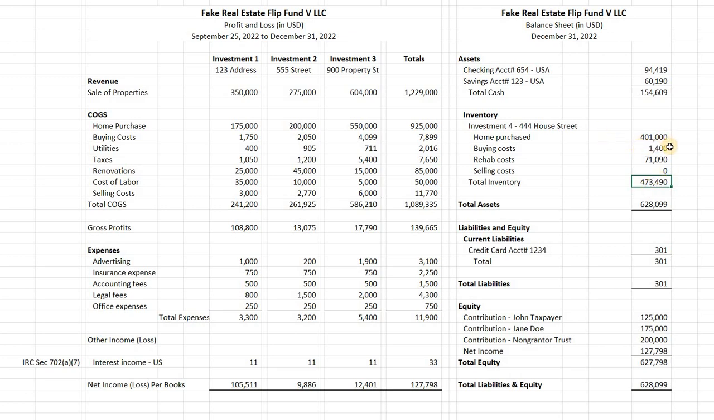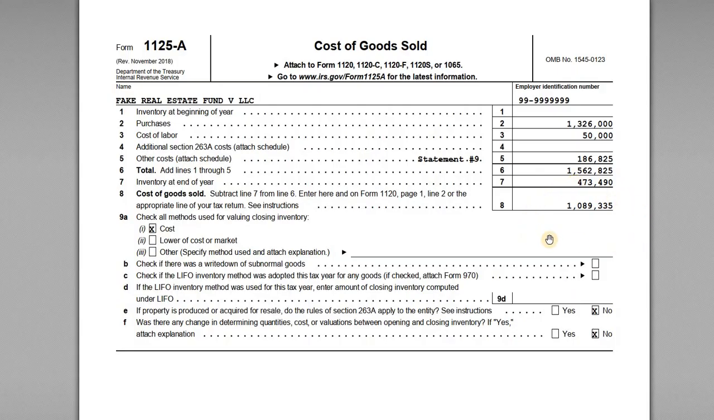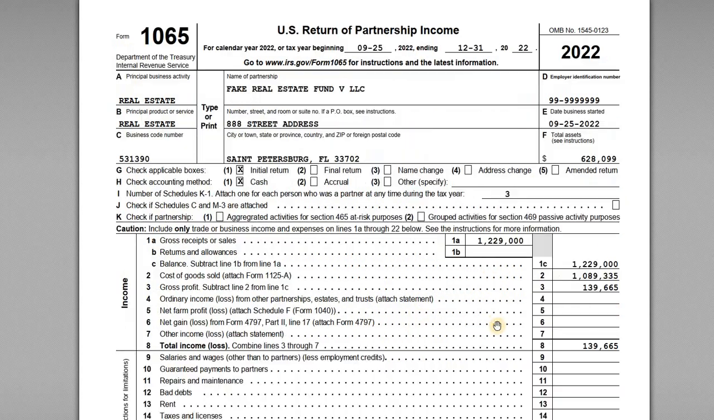Again, this is the home that we bought that we haven't sold yet. We do have some costs into it, right? But the construction is still ongoing. So our inventory at the end of the year, 473,490. Our total cost of goods for the period, 1.08 million. And so that's how we get our cost of goods sold figure here on line 8, which is ultimately reported again up on page 1 of the 1065.